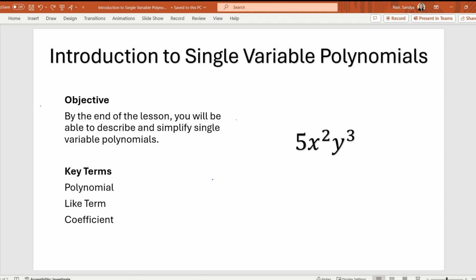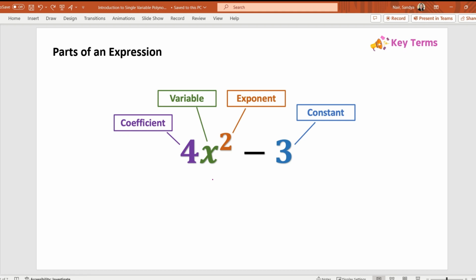So in this video, we're going to talk about how to describe and simplify single variable polynomials. When we're looking at an algebraic expression, remember the terms we have for the parts of an expression. The coefficient is the number that's multiplying the variable term. The exponent is the superscript that tells you how many times that variable is being multiplied by itself. And remember, if we have a term without a variable in it, that is called a constant term.